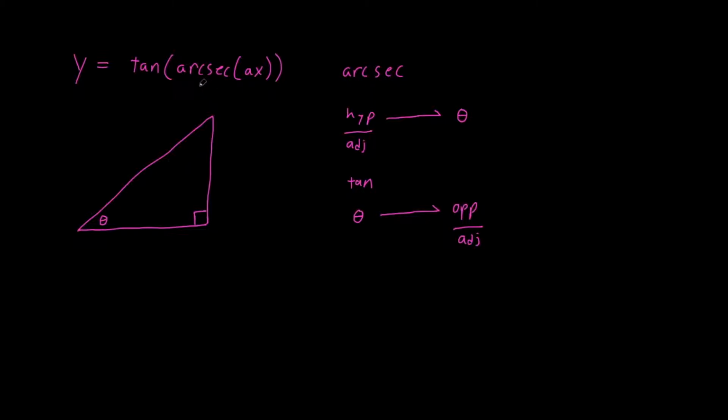So since we're taking the arcsecant of AX, and arcsecant takes a hypotenuse over adjacent and turns it into an angle, that means that hypotenuse over adjacent is equal to AX. So it would be convenient to say hypotenuse is equal to AX and adjacent side is equal to 1, because that meets our needs for this arcsecant that we're going to take.